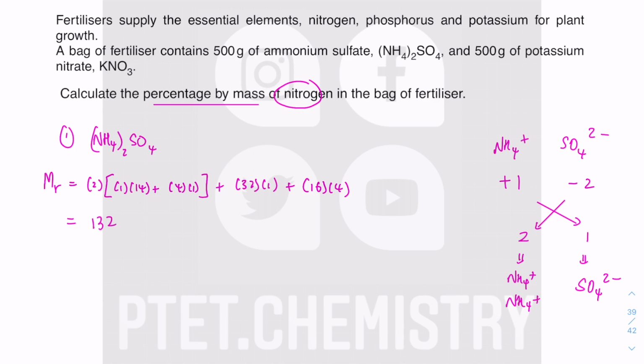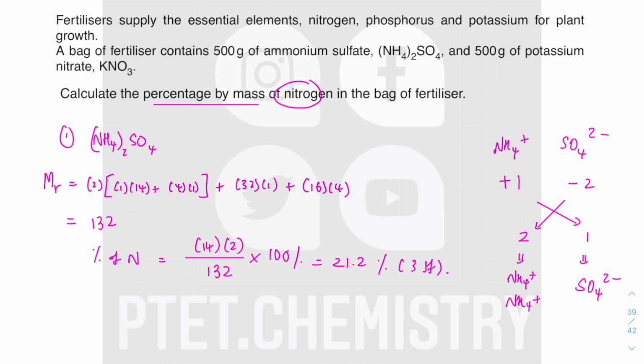And to work out the percentage of nitrogen, you have to work out, of the 132, what is the mass composition that gives you nitrogen. There are 2 nitrogen atoms, because 1 times 2. Each nitrogen has a mass of 14. So 14 times 2, out of the 132, times 100%. That is the percentage of nitrogen in that ammonium sulfate. And give it to 3 significant figures.